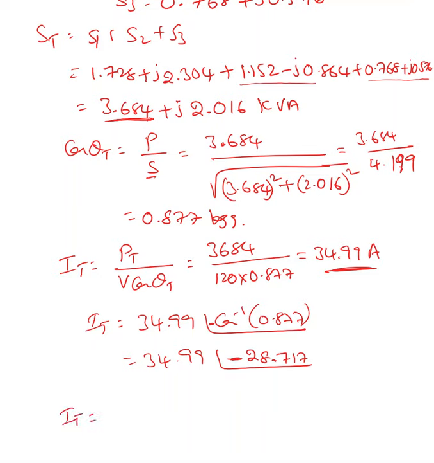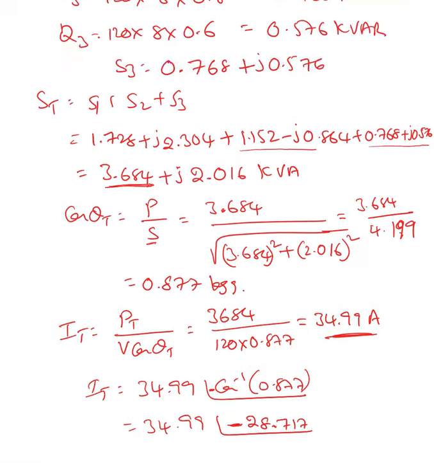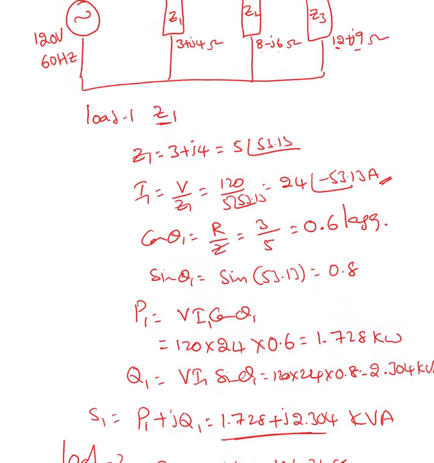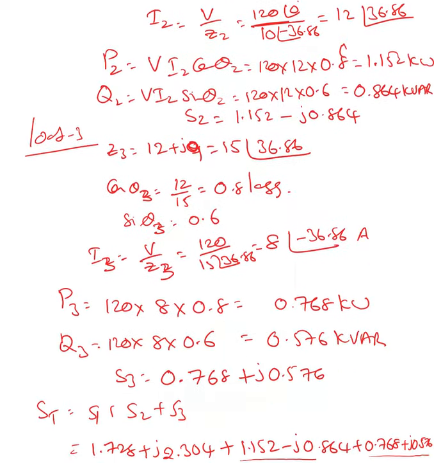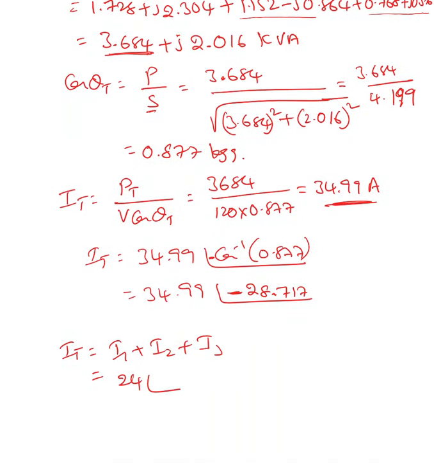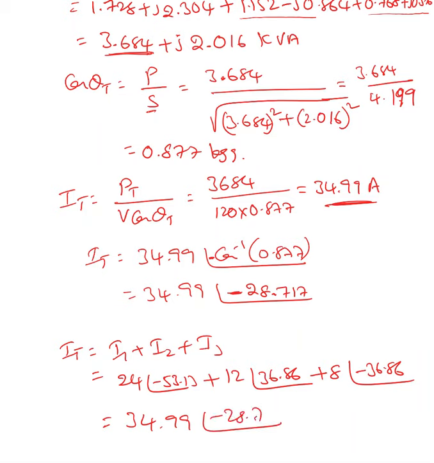Or you can do it as I1 plus I2 plus I3, the vector sum of those three currents. We have I1 is 24 at an angle of minus 53.13, I2 is 12 at an angle of 36.86, that's positive, and I3 is 8 at an angle of minus 36.86. If you add them vectorially, you must end up with 34.99 at an angle of minus 28.717. This is another way to find the total current. Okay, thank you.